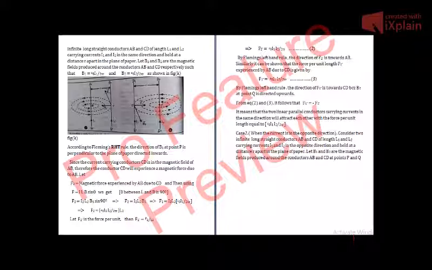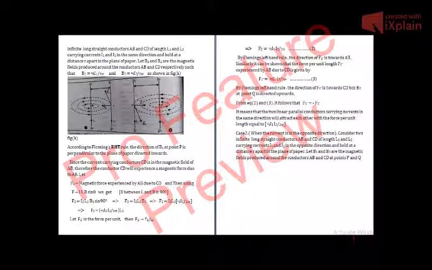Similarly, if F1 is the force experienced by AB due to CD, then we can show, in the same way as I have shown you in the first case, that F1 dash is mu naught I1 I2 upon 2 pi R. So let us denote this equation by 3. As you can see from equation 2 and 3, F1 dash is equal to F2 dash. They are equal but opposite.